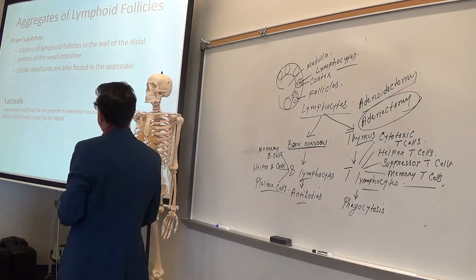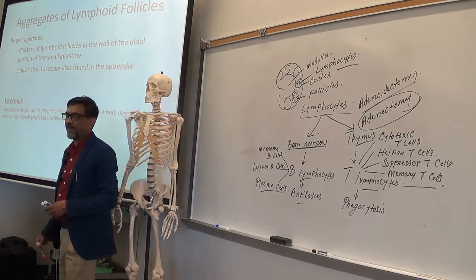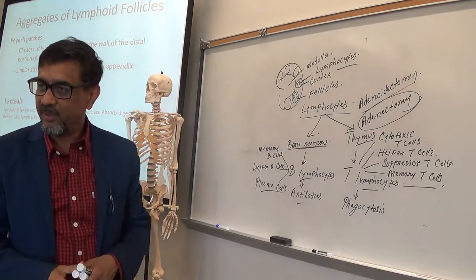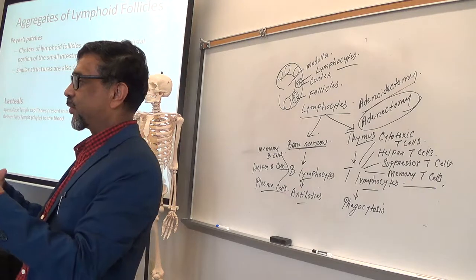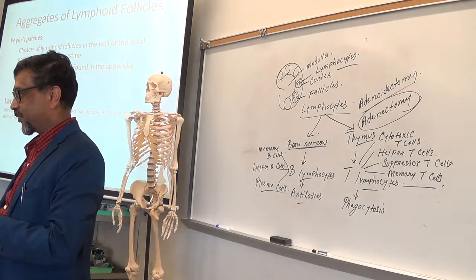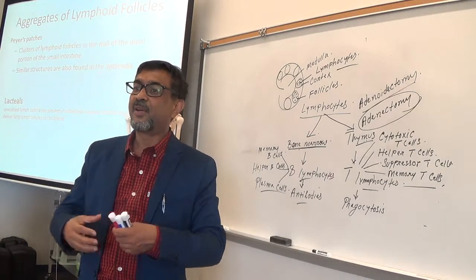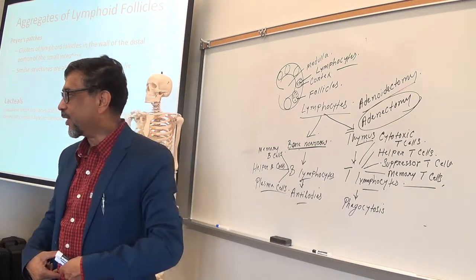Which part of intestine? Distal portion of the small intestine. In the wall, you have plenty of follicles, aggregated follicles. Those are called Peyer's patches. So Peyer's patches are the aggregated lymphoid follicles in the late part of the small intestine.